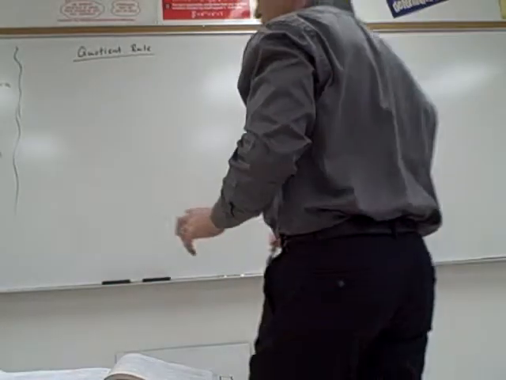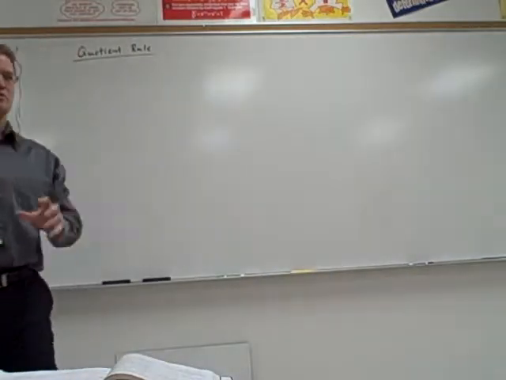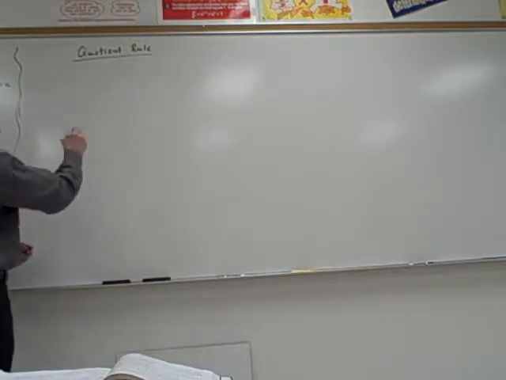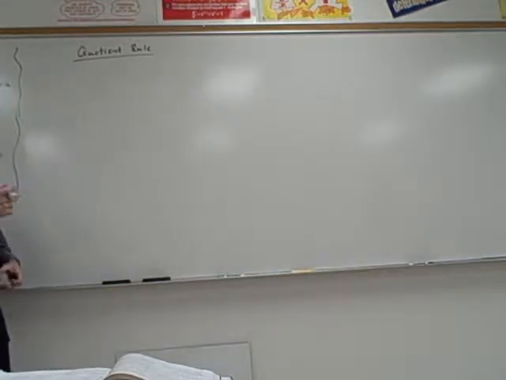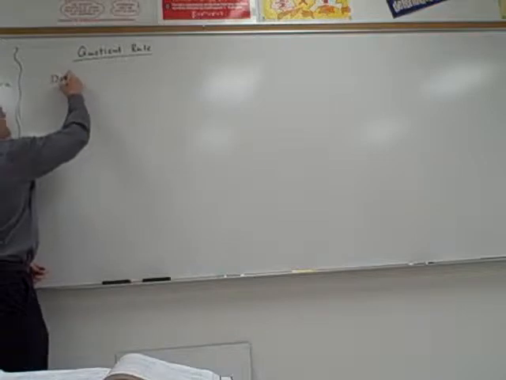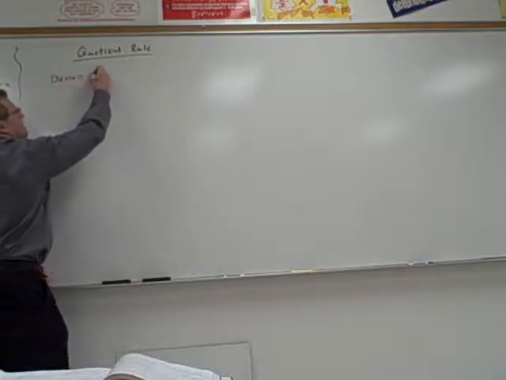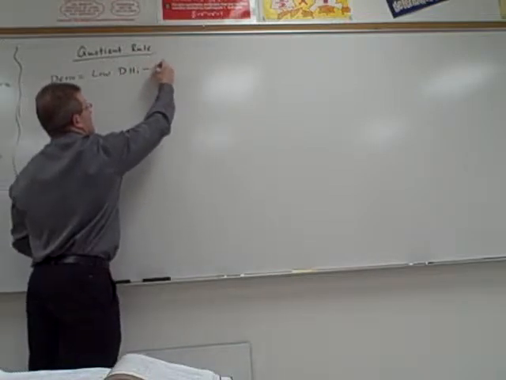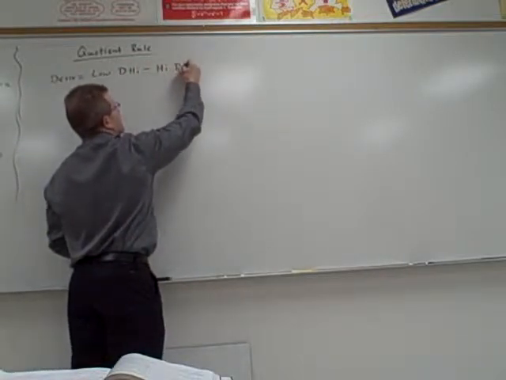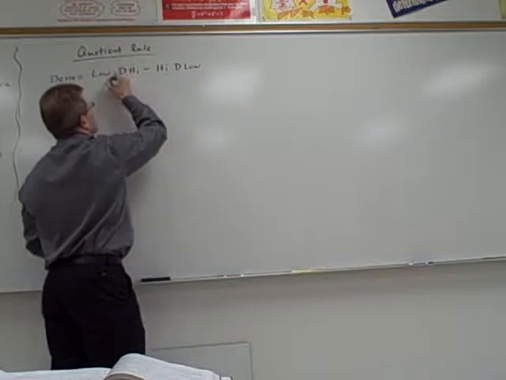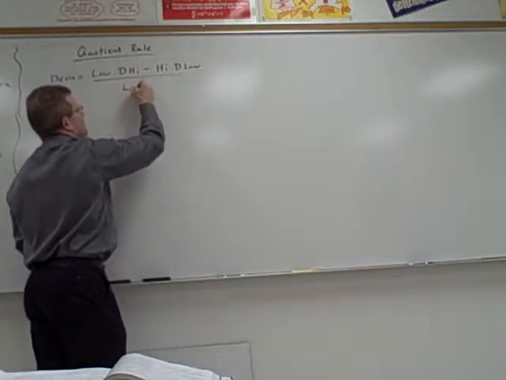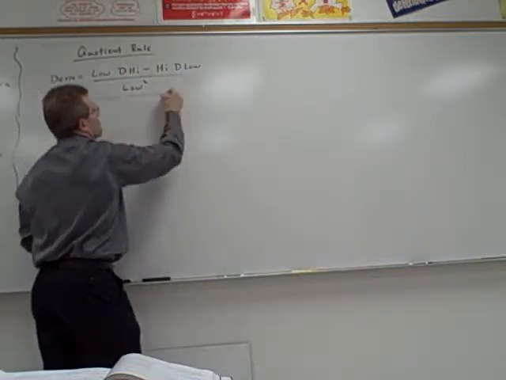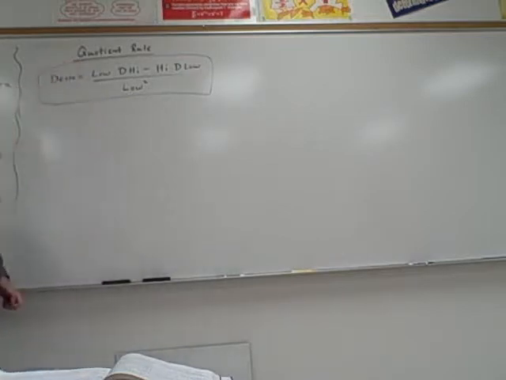Right, so the quotient rule is used when you're dividing two expressions. The saying that I usually use to find the derivative when you're dividing two expressions is low d high minus high d low over low squared. That's normally how I remember to do the quotient rule.